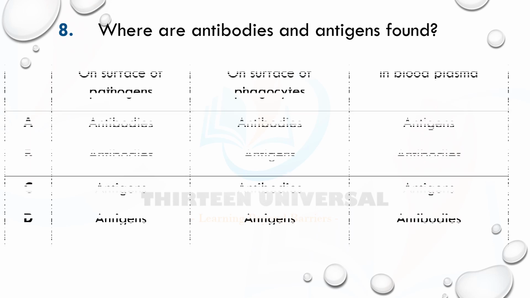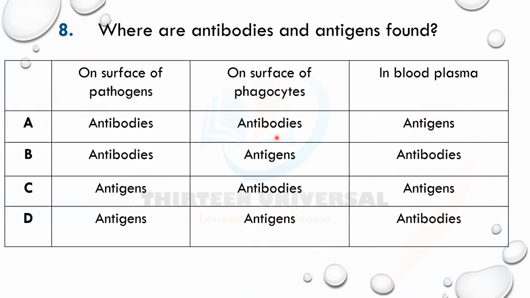Where are antibodies and antigens found? This question is tricky. Antigens are found on the surface of pathogens. Phagocytes also have antigens. In blood plasma, you find antibodies. So it is actually D.